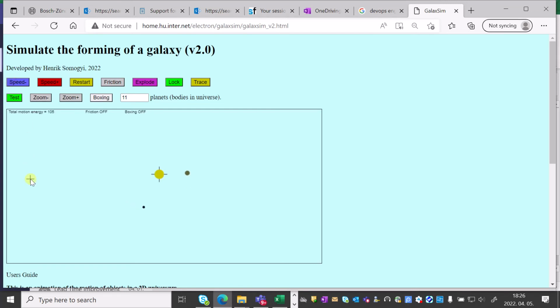Now I have almost stopped them. By the way, the motion energy is indicated there. It is changing, of course, because some potential energy is also accumulated and lost.